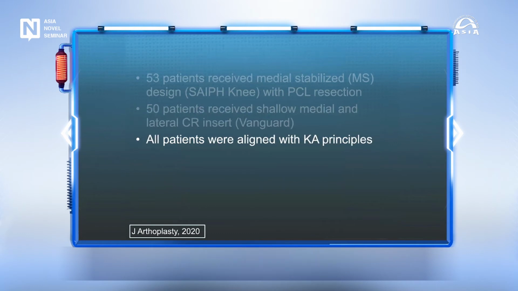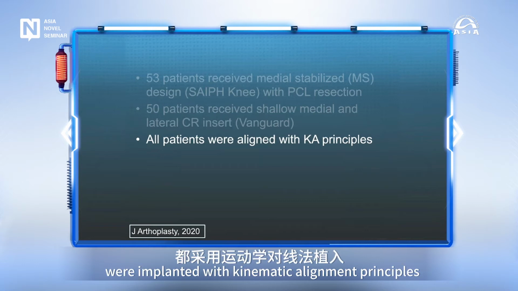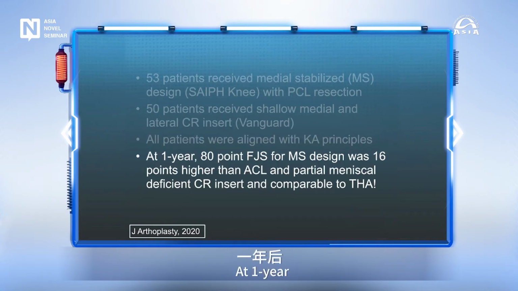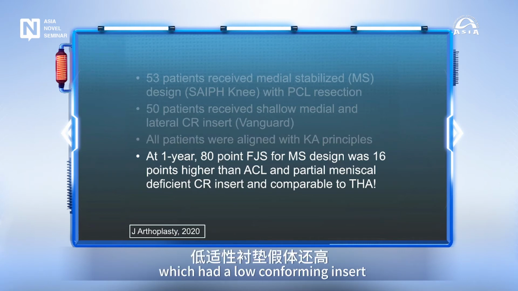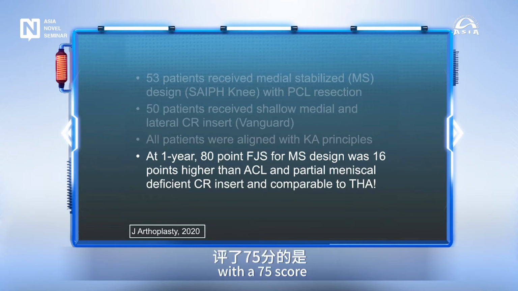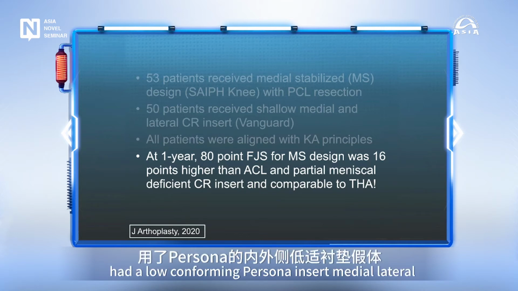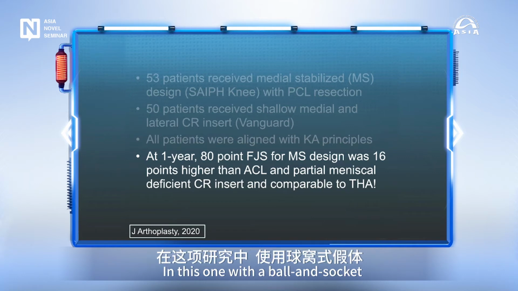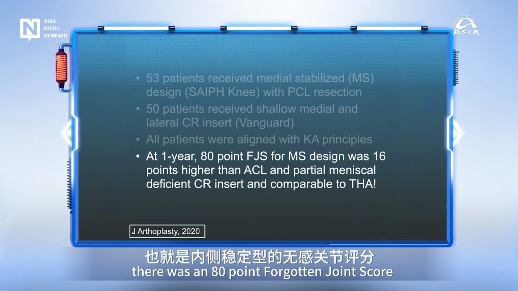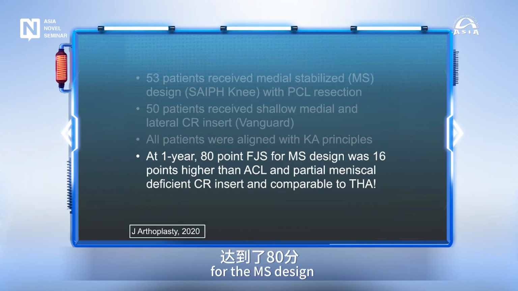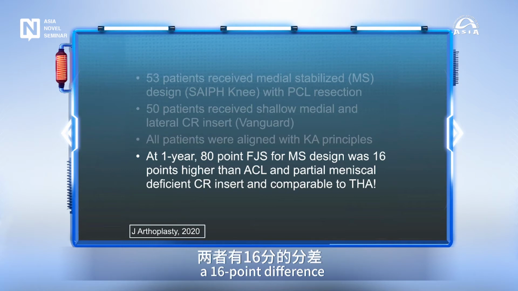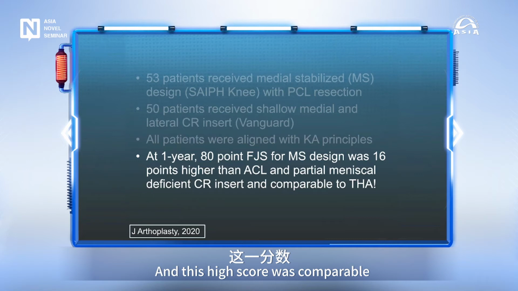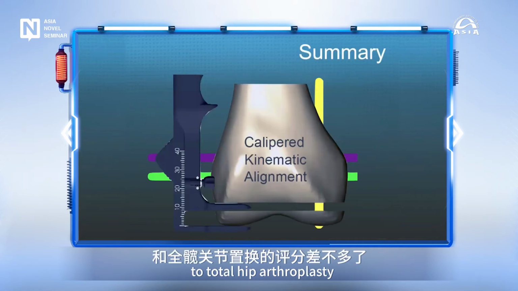Adequately powered study. Both implants were implanted with kinematic alignment principles. At 1 year, there was an 80-point Forgotten Joint Score, even higher than mine, which had a low conforming insert. The study that I just showed you with a 75 score had a low conforming Persona insert, medial and lateral. In this one with a ball and socket, there was an 80-point Forgotten Joint Score for the MS design versus a lower score for the shallow one, a 16-point difference, and this high score was comparable to total hip arthroplasty.